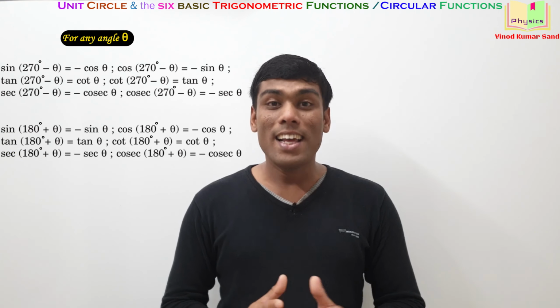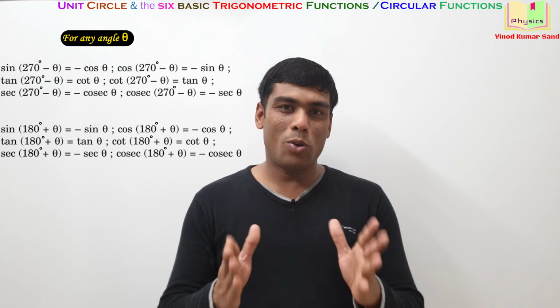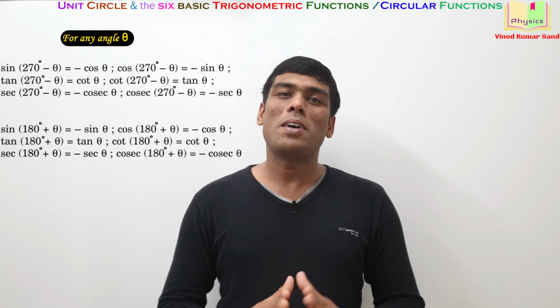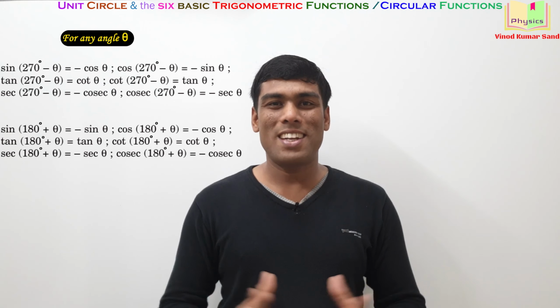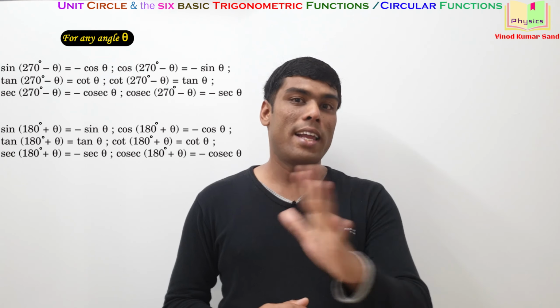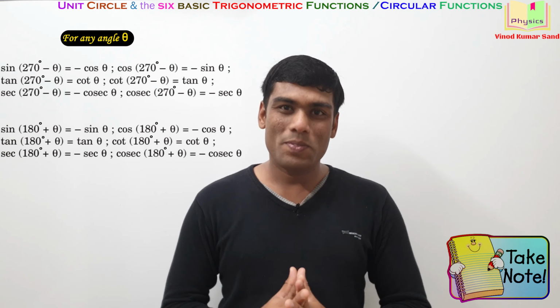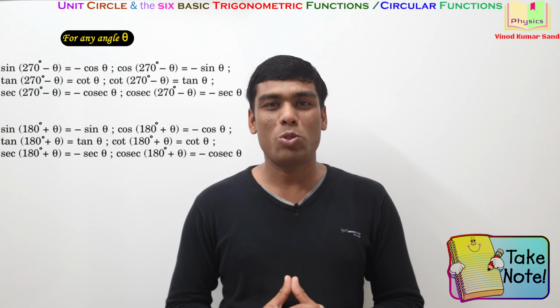Do you get this? And then you can see a few general formulas. I request you to verify them yourself using the unit circle. It can be done very easily. Here theta can be any angle in all these general formulas. Okay, note it down. Then we'll go to the fourth quadrant.